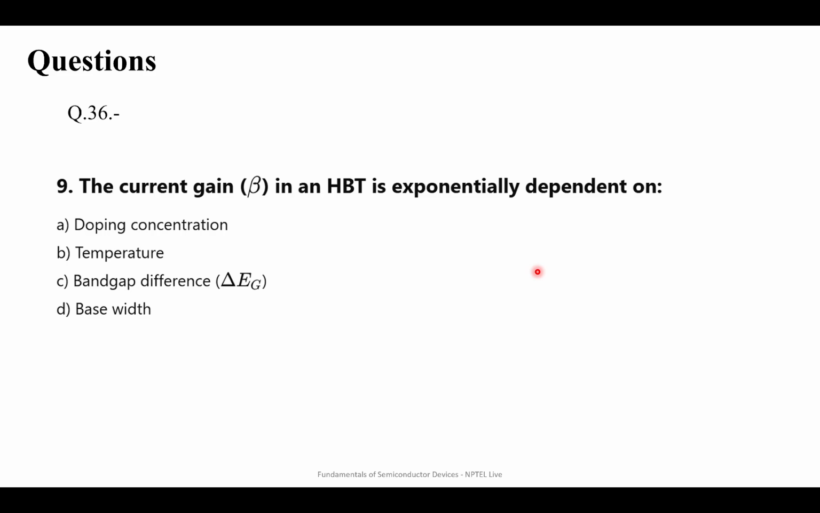The band gap difference, whatever you told. That is correct. It is dependent on the band gap difference between the emitter and the base. So higher the band gap difference, higher is the current gain. It is dependent exponentially. So even a slightly higher band gap difference will result in a huge difference in current gain, which is why HBT is preferred over BJT.